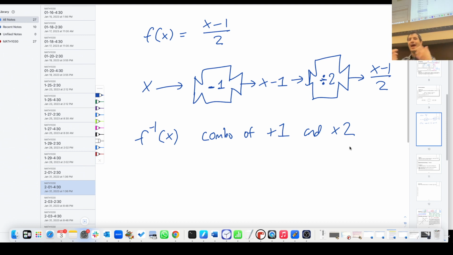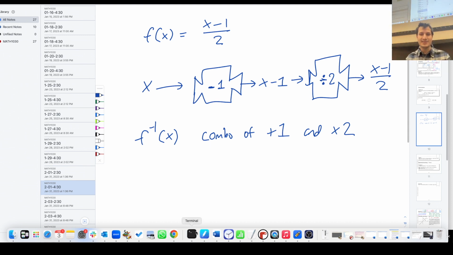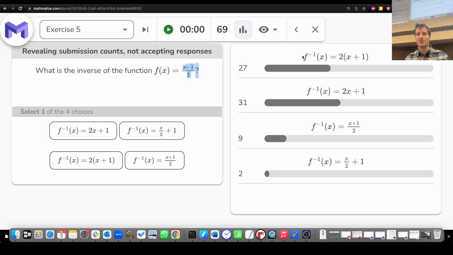And the question is, how do you combine them? Do you do x plus 1 times 2, or do you do x times 2 plus 1? What order do you put them in? And that is essentially what you guys have chosen here. These are the two options. In this one, you add 1 first, then you multiply by 2. In this one, you multiply by 2 first, and then you add 1.